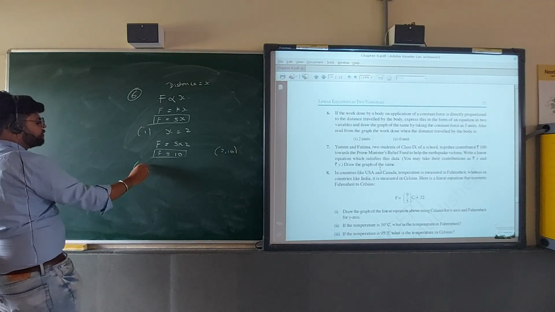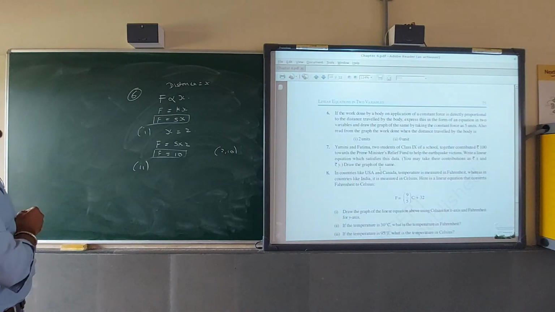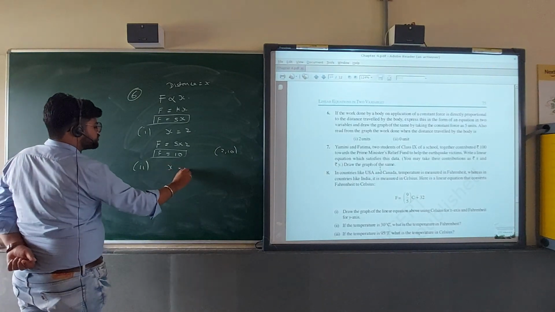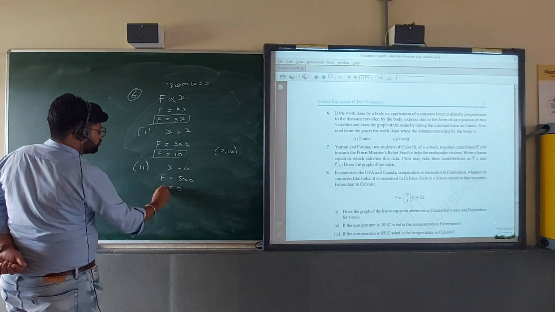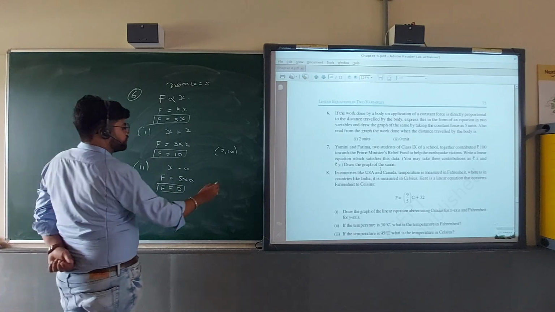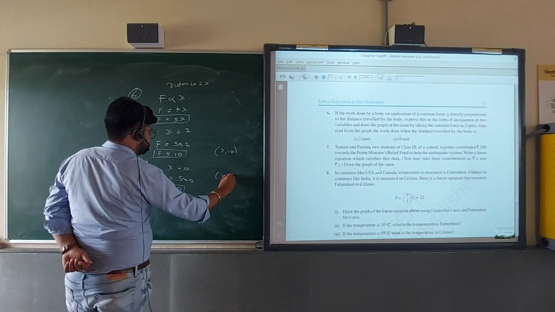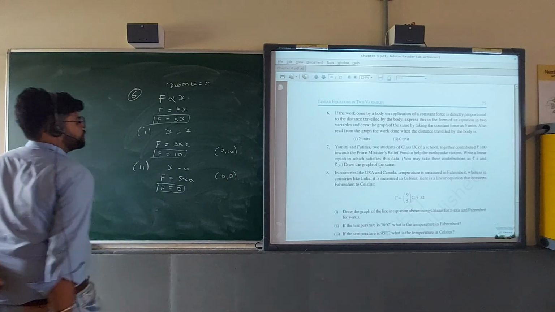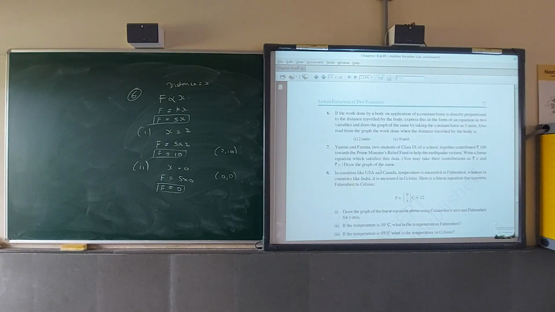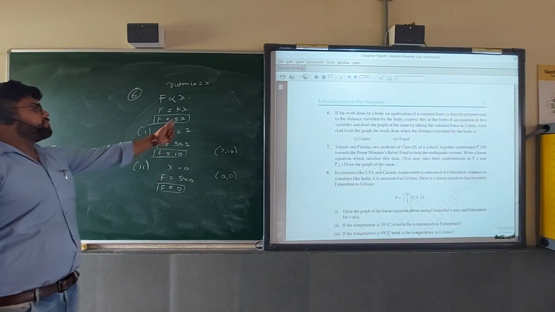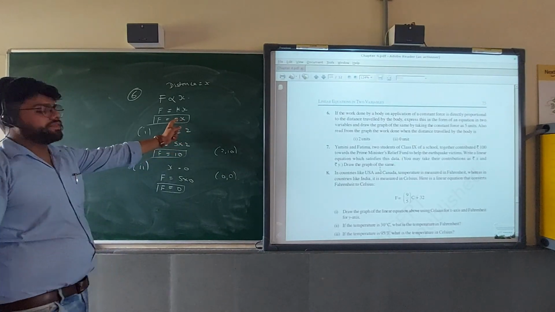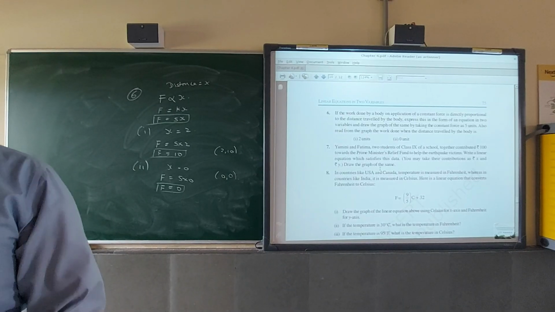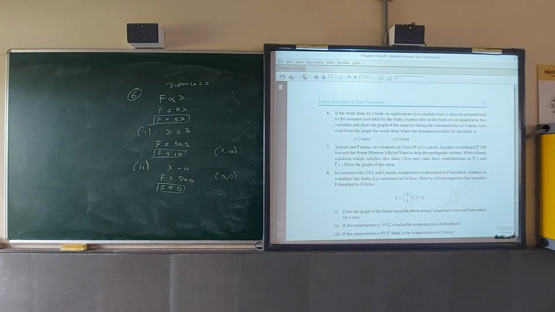The second one is what? X value is 0, then F is what? 5 into 0 is 0. So these are the points, and you can draw the graph of this also. Like if x value is 1, then F is 5. If x value is 2, then F is 10. So 1 comma 5 and 2 comma 10, you can draw the graph of this equation.